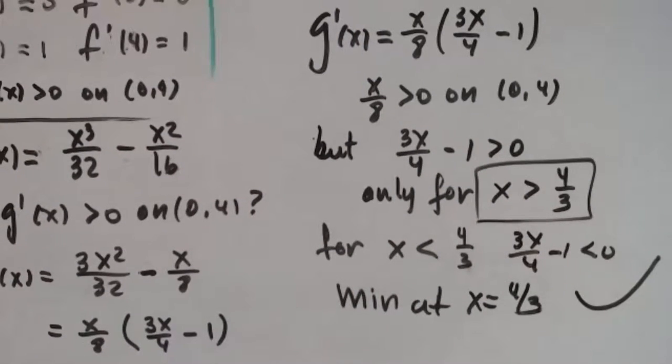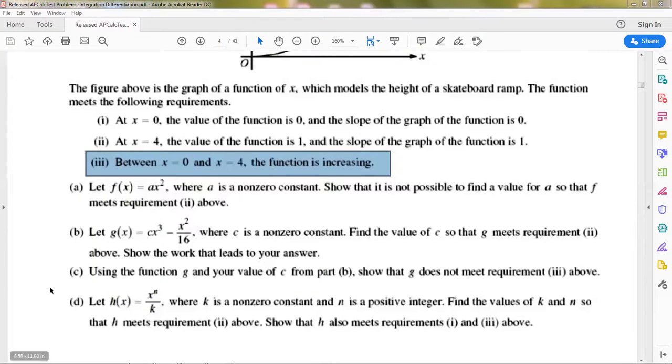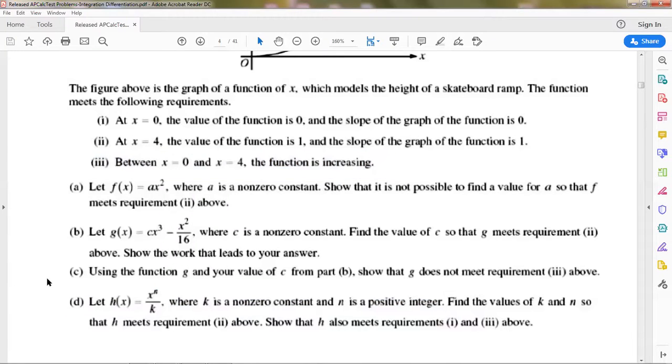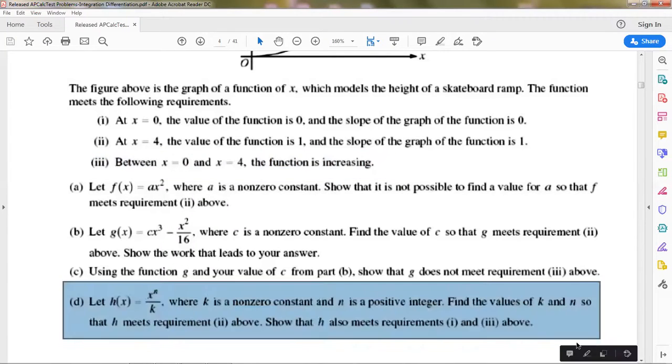Well, last question. Okay, let me see this one. This is the last question. h equals x to the n over k, where k is a non-zero constant and n is a positive integer. Find the values k and n so that h meets requirement 2 above. Then show that h also meets requirements 1 and 3.